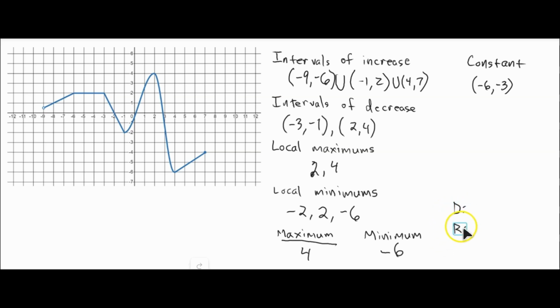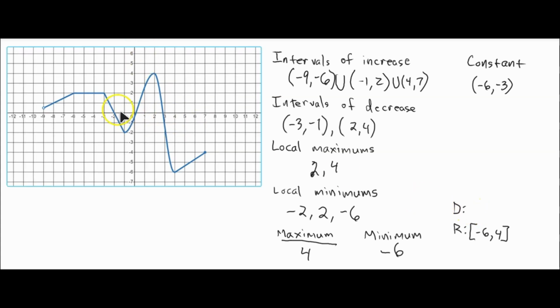Now we're just going to identify the domain and range. The range is actually really easy. The range just runs from the minimum to the maximum, the lowest point, -6, up to the highest point, 4. So the range is going to be -6 up to 4, and we use brackets because those numbers are included.